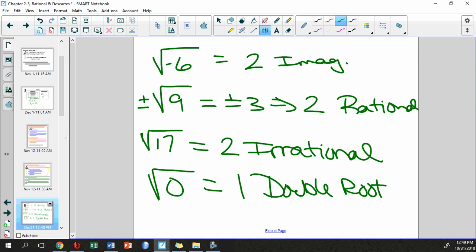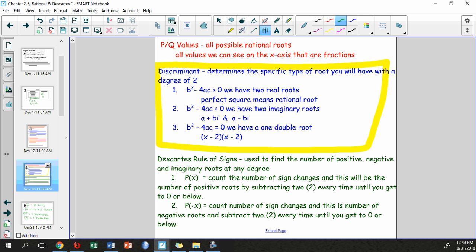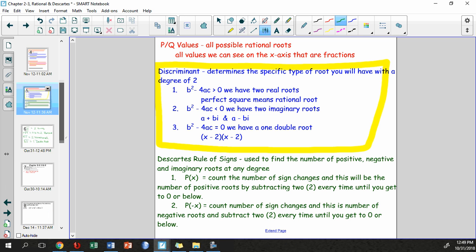So basically what it's talking about is if I have something that is less than 0 underneath the radical, it's two imaginary roots. If I have a perfect square underneath the radical, I have two rational roots. If I have a number that is not a perfect square underneath the radical, but it's positive, then I have two irrational. And if I have 0 underneath the radical, then it's going to be one double root. You guys already knew this, and you kind of learned this last year with the quadratic formula. So I don't cover that as much, but it just gives you a visual as to what type of solutions you will have.